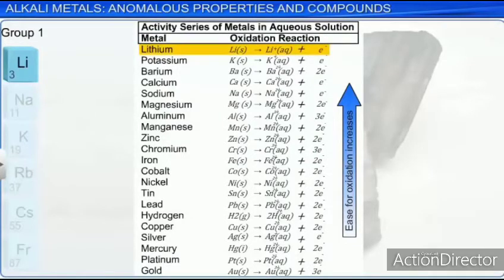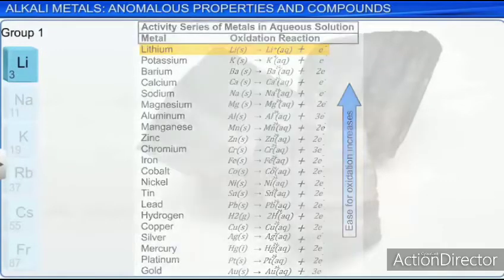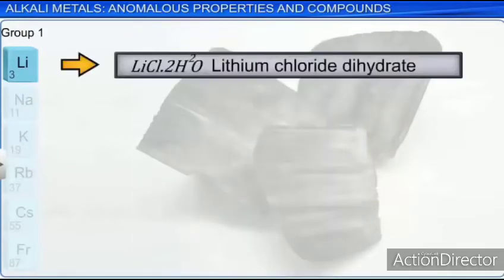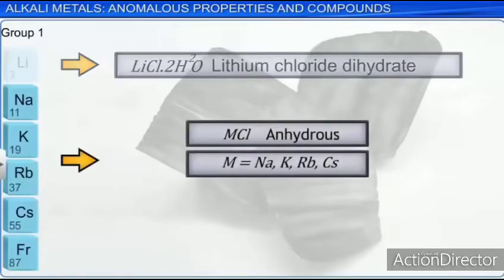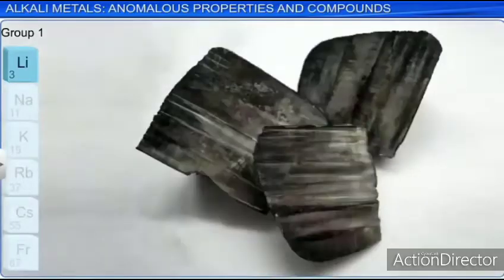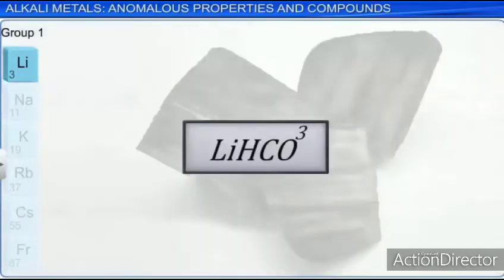Additionally, lithium chloride is the only alkali metal chloride that forms a hydrate, lithium chloride dihydrate. The chloride salts of the other alkali metals are anhydrous. In many ways, lithium is an exceptional alkali metal. Its compound with the hydrogen carbonate ion is not isolated in the solid state. It does not form an ethanide compound when reacting with ethyne.